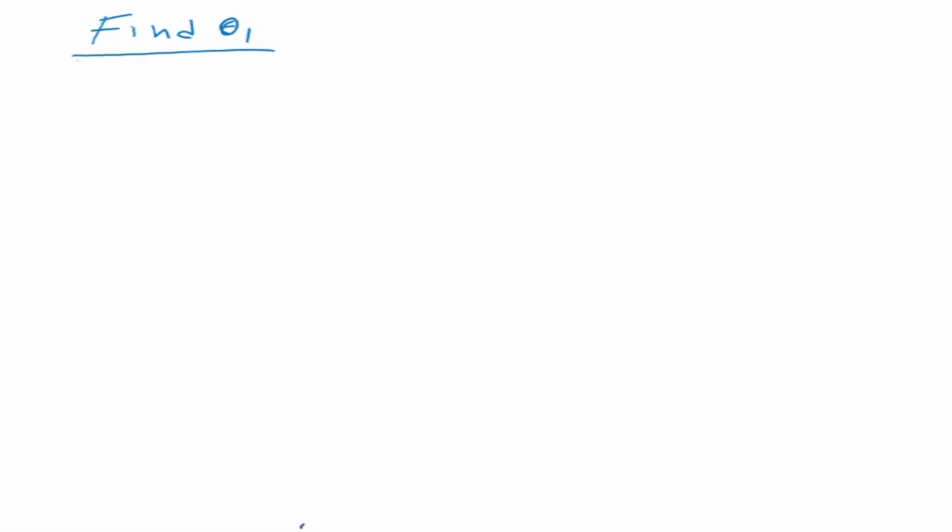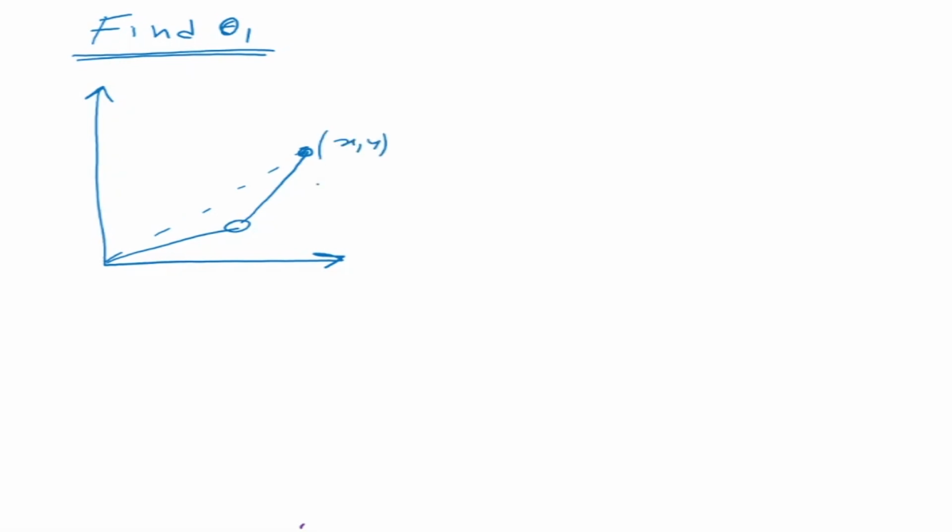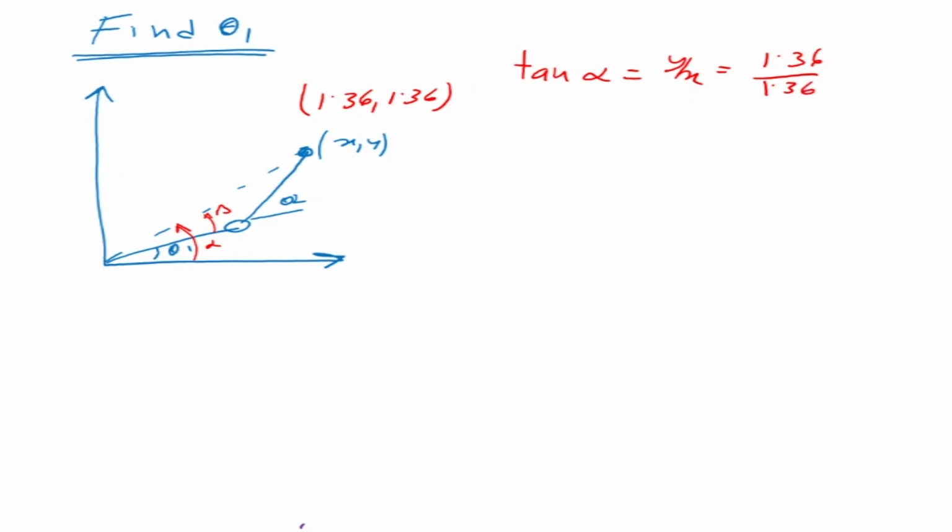So how do you find theta 1? We have seen that we use the geometric method, which is the simplest. This is my x, y, and this is my theta 1, this is my theta 2, and the corresponding angles are alpha and beta. We know that tan alpha is equal to y by x, and y by x is 1.36 divided by 1.36, which is equal to 1. So tan alpha is 1.